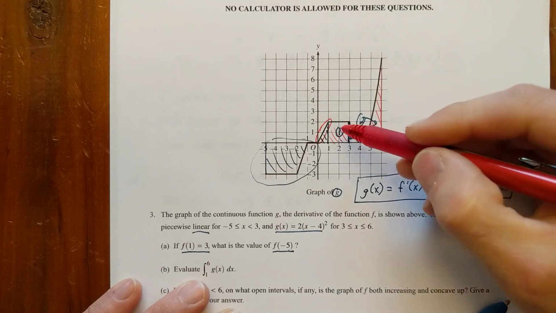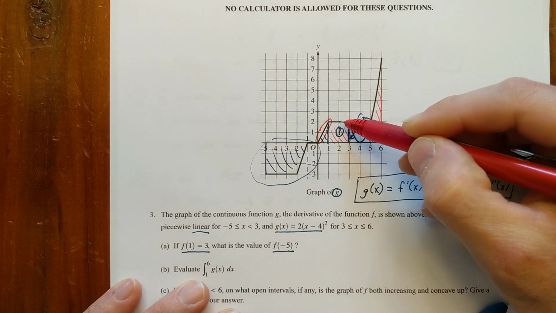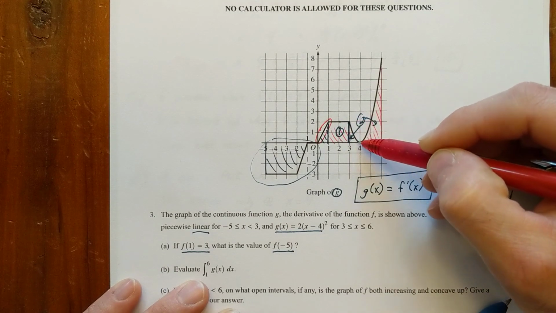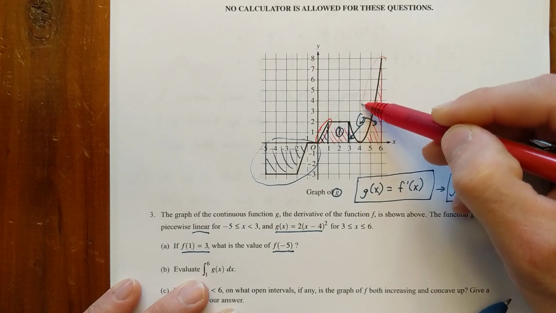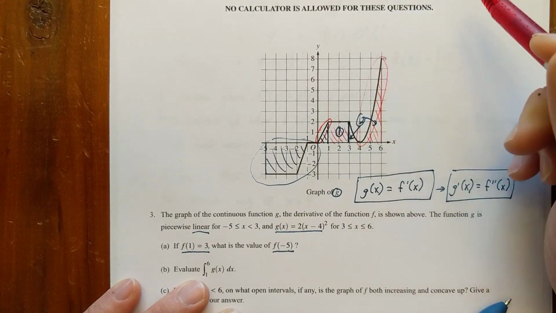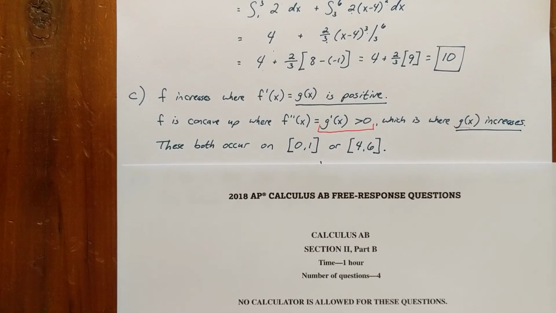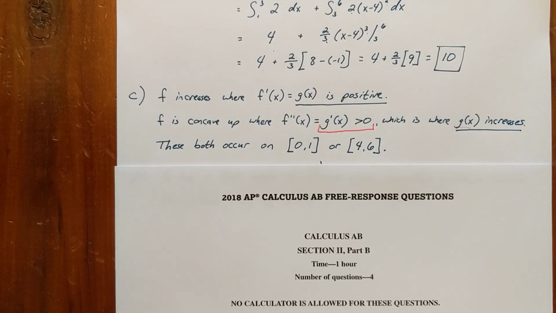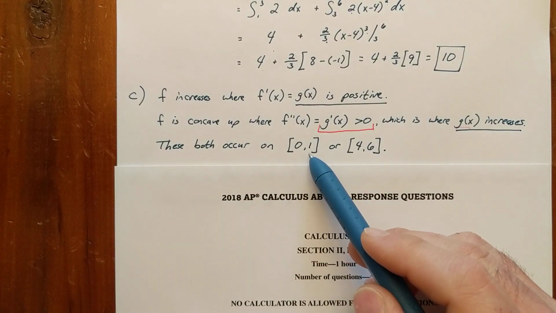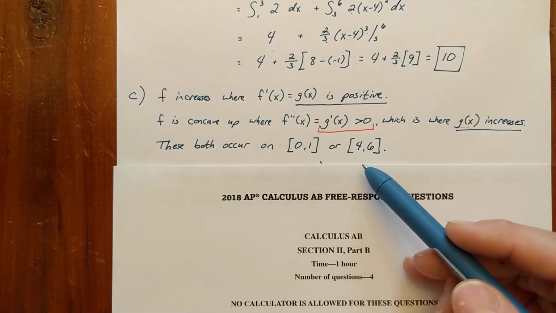and increasing. It's not increasing from 1 to 3. It's actually decreasing from 3 to 4. But then again here from 4 to 6, g of x is both positive and increasing. So in answering that question here, both of those things occur on the intervals from 0 to 1 and also the interval from 4 to 6.